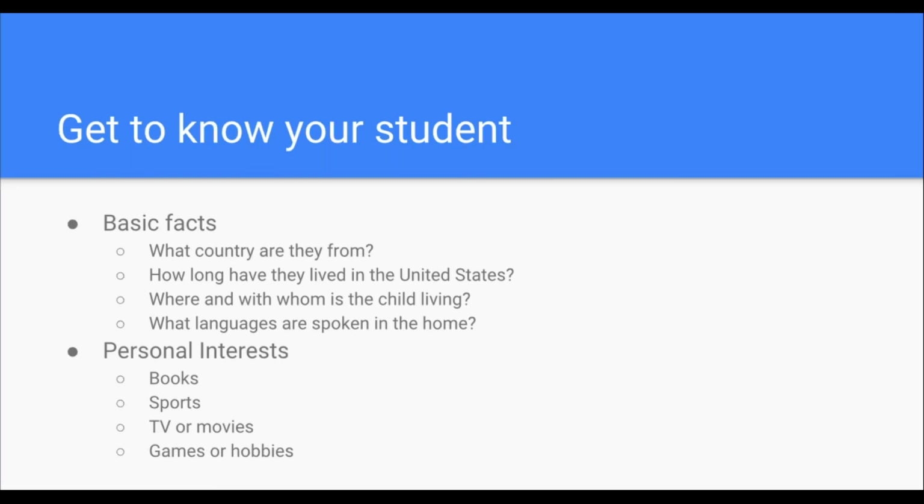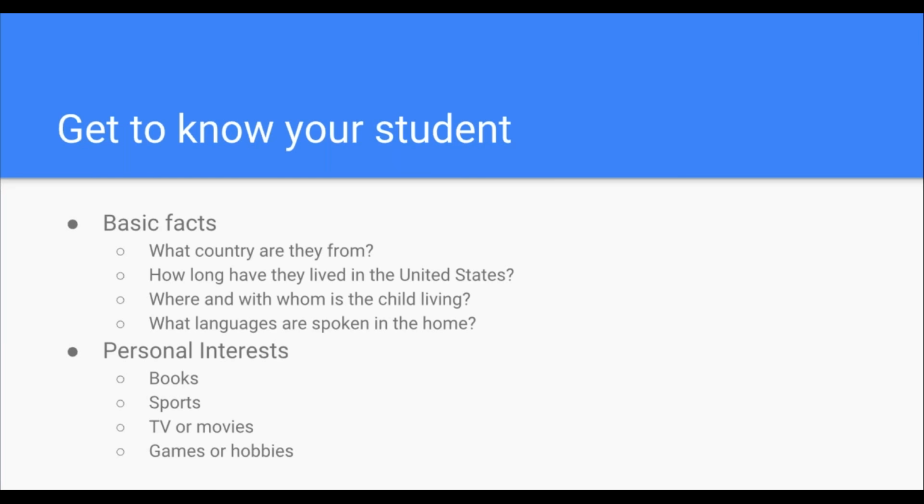And those are information that you can get either from the school, from their registration paperwork, or this can come up in conversation. You obviously don't want to grill them, especially when you're first getting to know them. But this is all very important information. And this can also help you determine where they're at in their language journey.